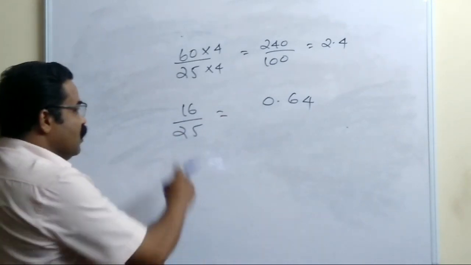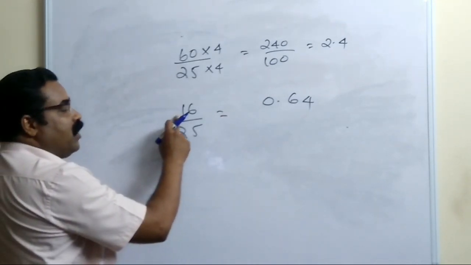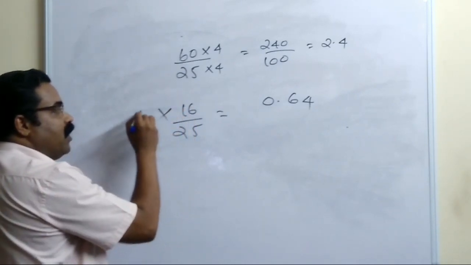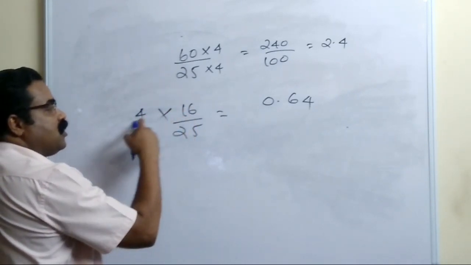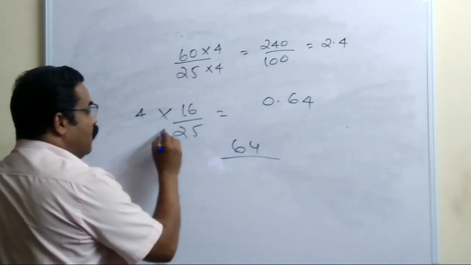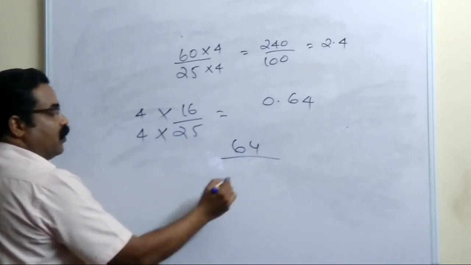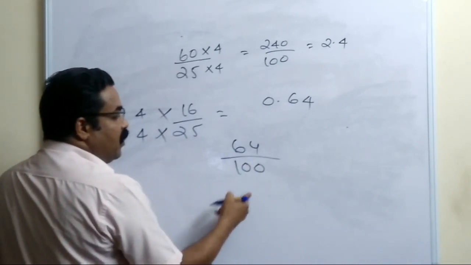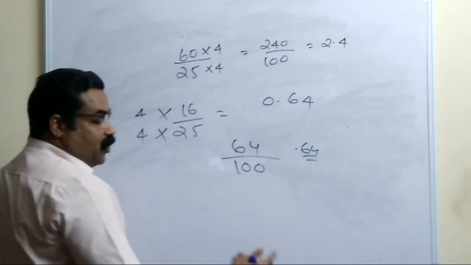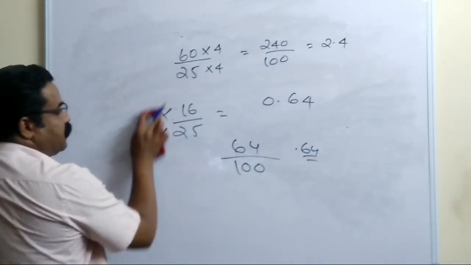What is the method? 16 is my numerator. So what I have to do? I have to multiply this 16 by 4. When I multiply this 16 by 4, I will get 64. Then I have to divide it by what? Divided by 25 into 4, that is 100. So when I divide it by 100, I will get the answer 0.64. So that is the answer. So directly I can write the answer.